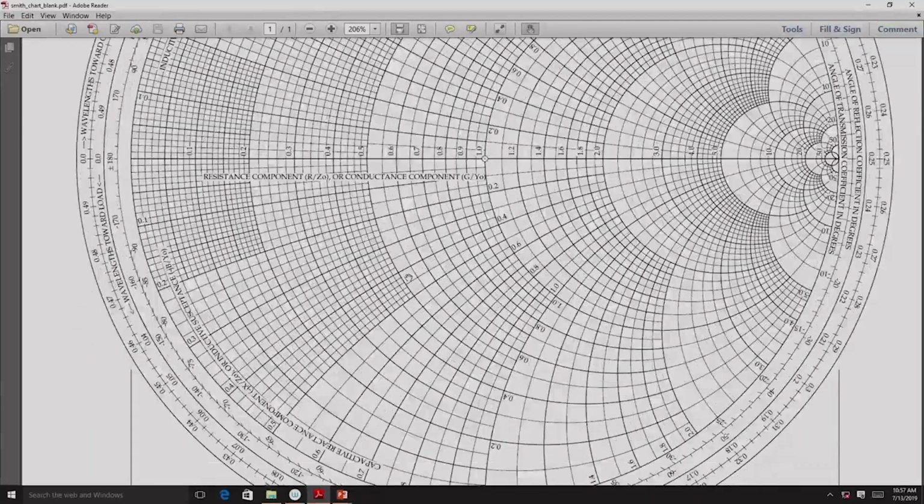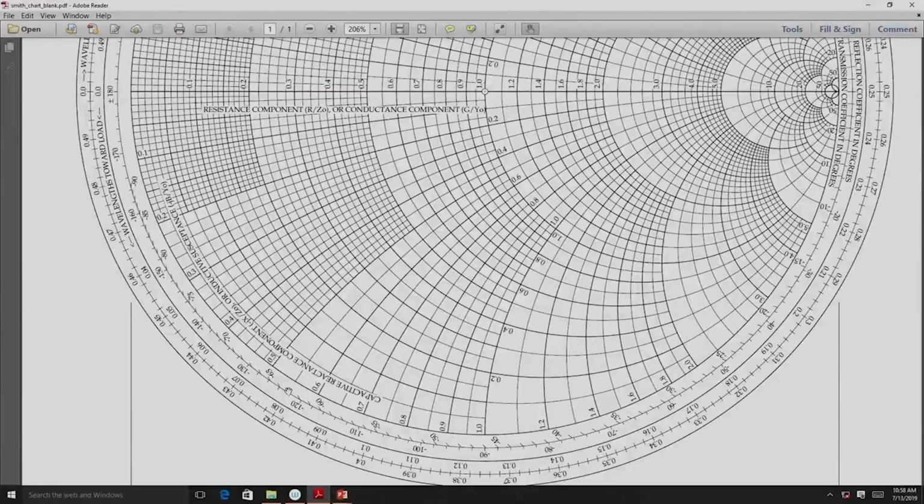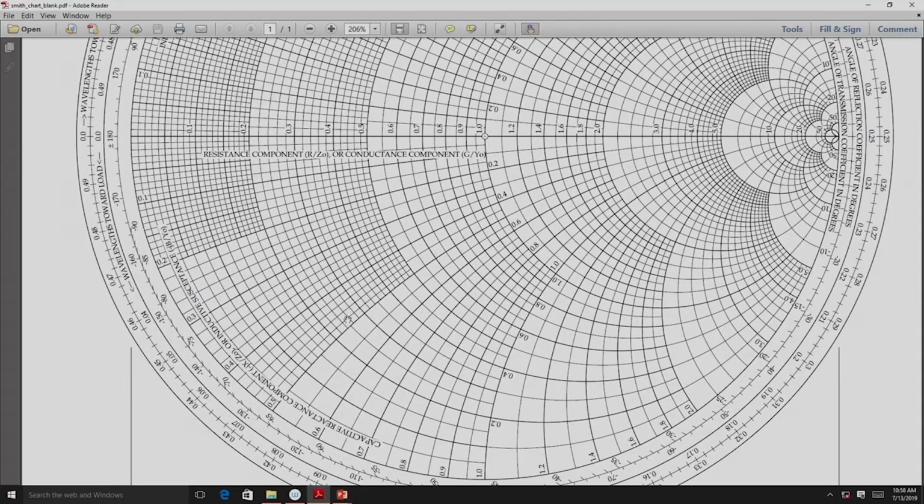There are some additional scales provided which help directly computing several other parameters like SWR, return loss, and magnitude of reflection coefficient. So, these parameters can be directly computed from the Smith chart. Let us now see how we can utilize this Smith chart for determining the input impedance of a transmission line which is terminated by some load.